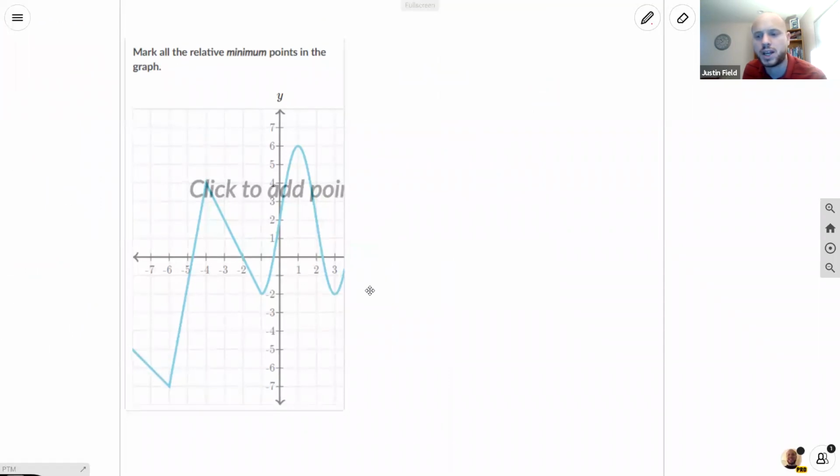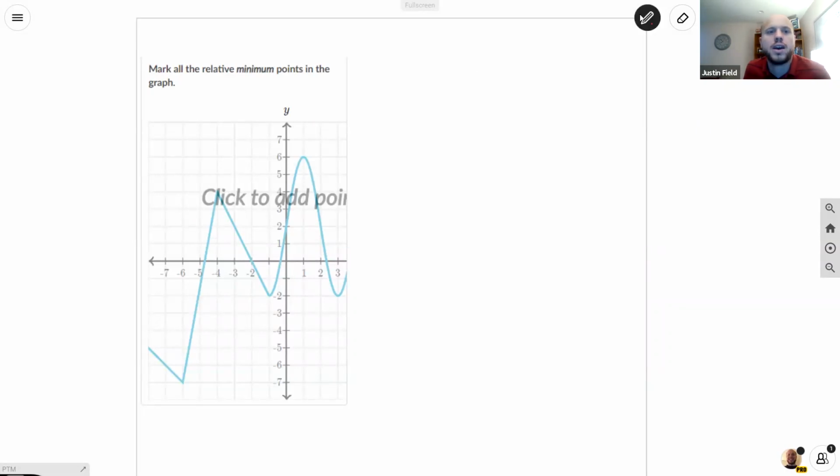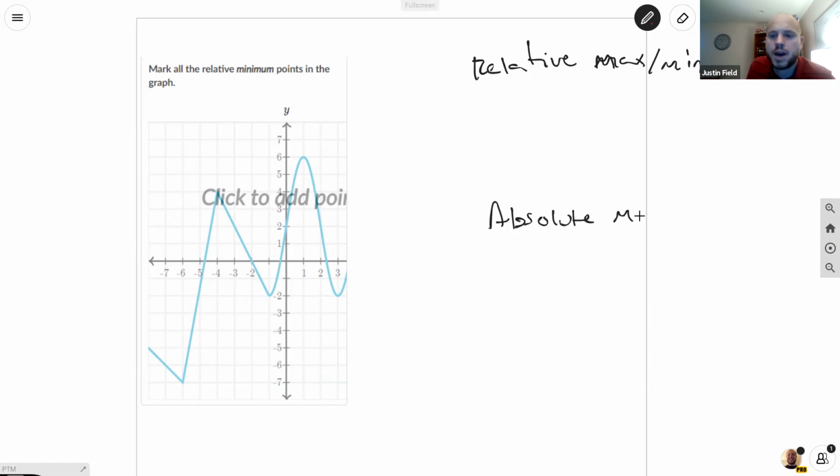So the next couple of assignments are looking at graphs and tables. And this one is talking about maximums and minimums. When we're talking about maximums and minimums, we can have a relative max or min, and we can have an absolute max or min. Okay, so the relative max or min is the max or minimum point relative to what's around it.